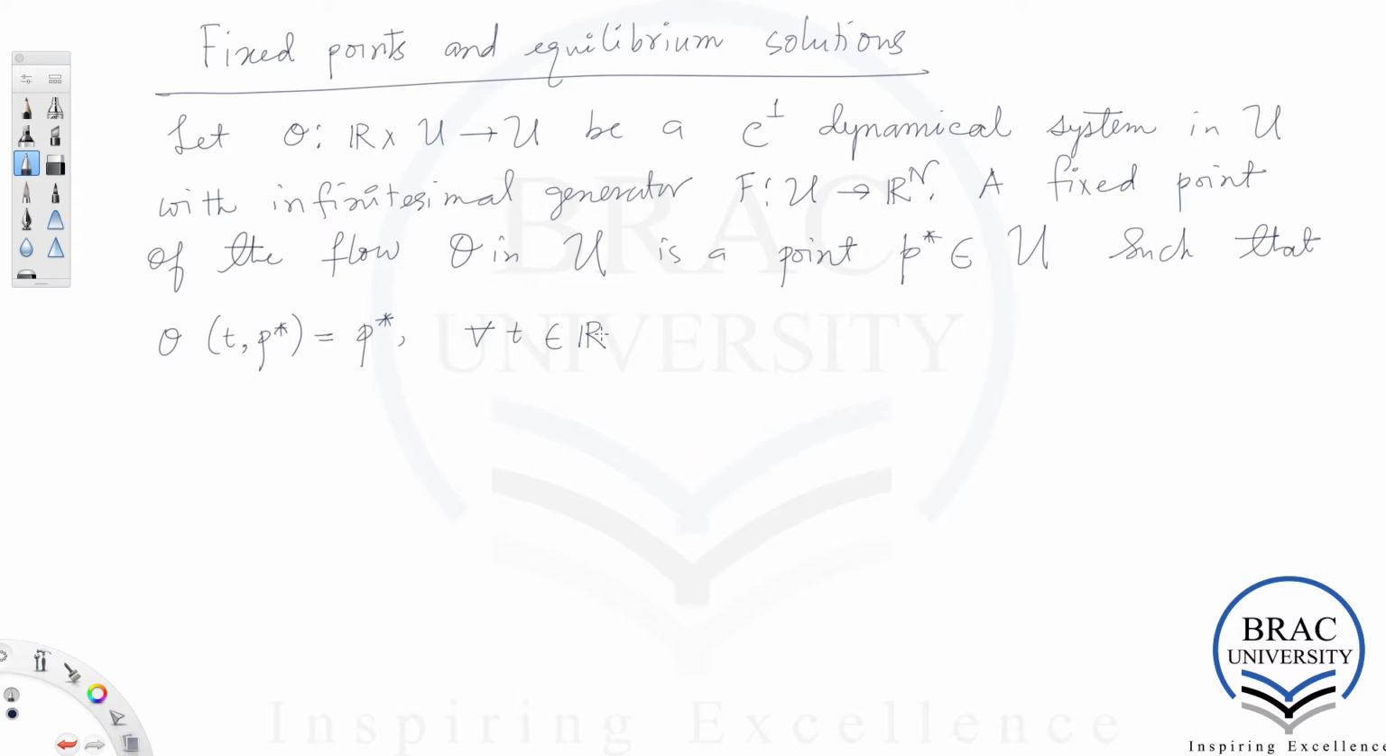Or equivalently, in terms of u sub P of t defined as theta t comma P, using this definition, we can also write the definition of a fixed point in the following way: u sub P star of t, which is the same as theta t comma P star, is going to be equal to P star for all t in R. That's equation number 32.